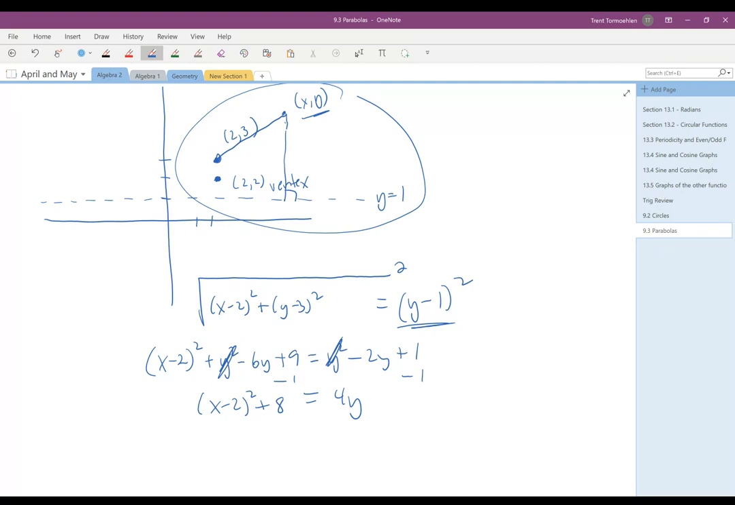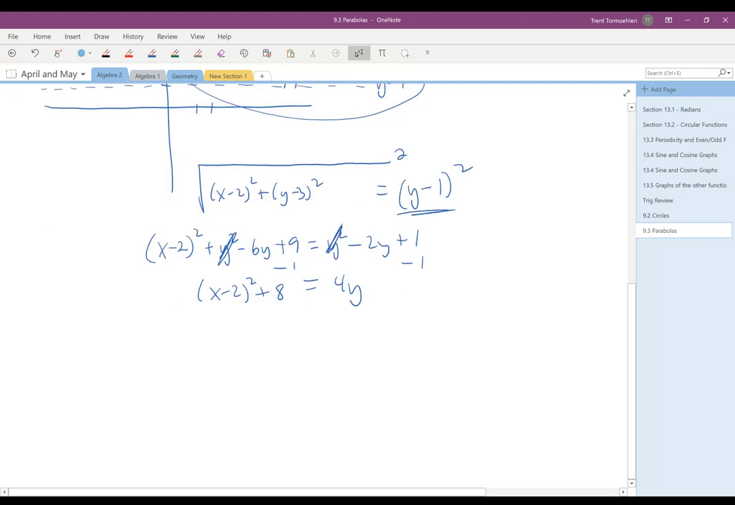Well, to put it in function form, we want it as a y equals. And so we're going to divide through by 4. And what that ends up giving us is this equation: 1/4 times (x minus 2) squared plus 2 equals y. Alternatively, it also equals this, which is an important thing. I'll show you why in a second.